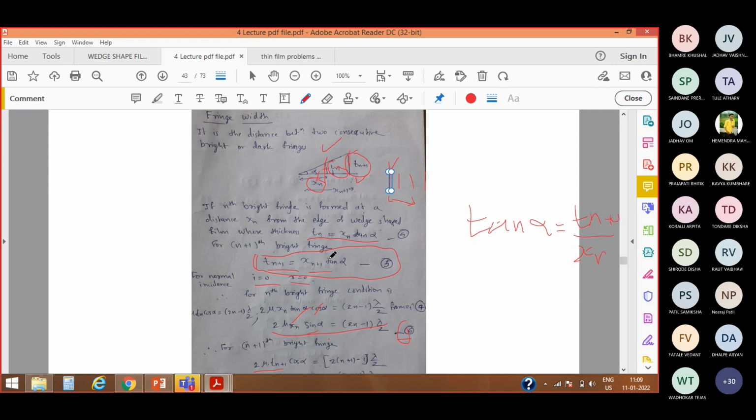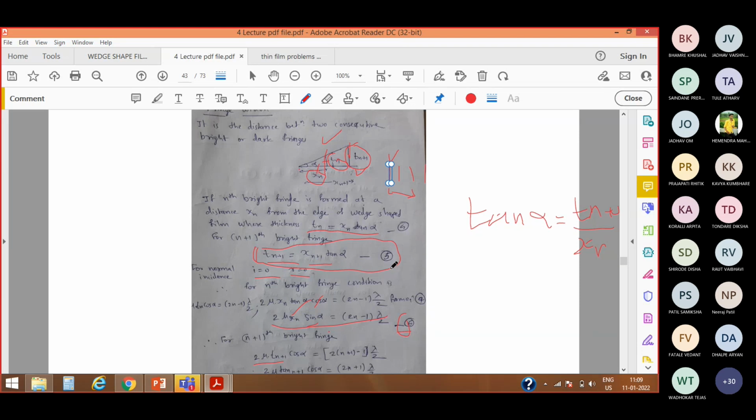So you can write T of n plus 1 is equal to x of n plus 1 into tan of alpha. So this is my equation number 4 in the case of the n plus 1 bright fringe. In the case of the nth bright fringe, the equation I got is Tn = xn tan alpha.